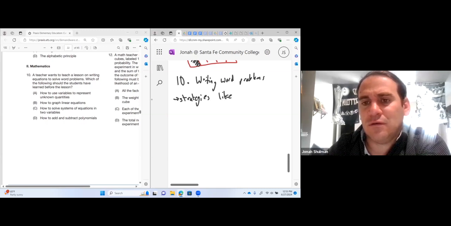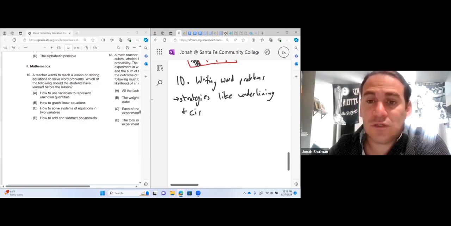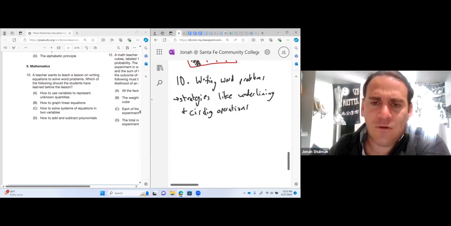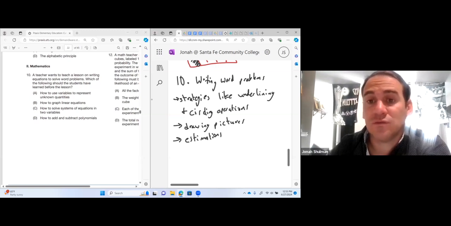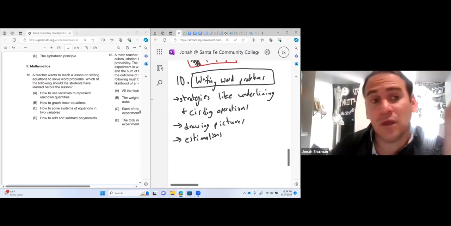like underlining and circling operations. Another strategy is drawing pictures. My favorite one is estimation. So these are just some strategies you can have for your students, because writing word problems is really hard for kids. Okay, it's hard for everybody.